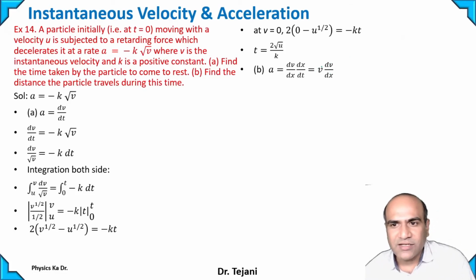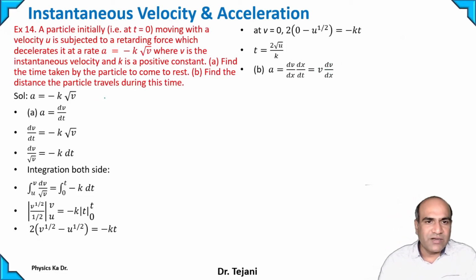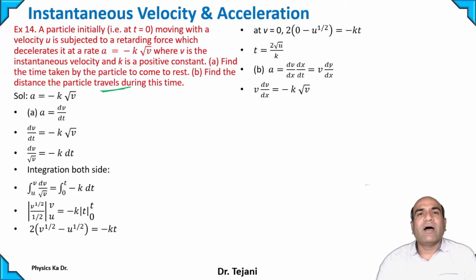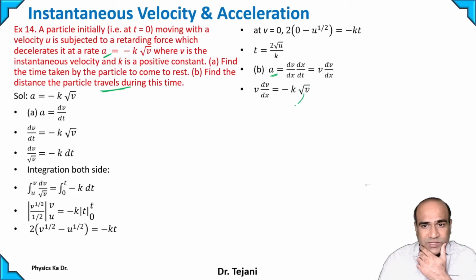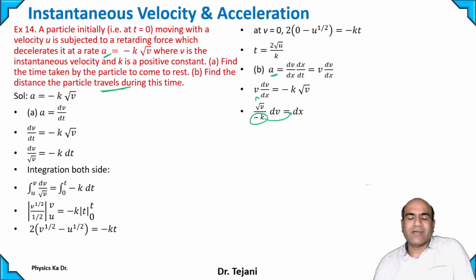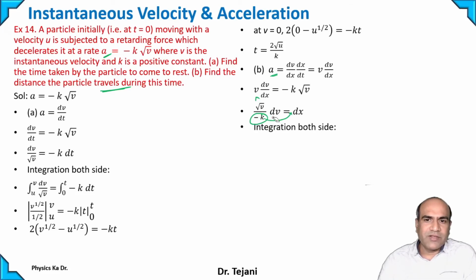So acceleration is equal to v dv by dx, because here we need distance, and therefore it should not be t; it should be x. So v multiplied by dv by dx is equal to acceleration, and the acceleration we have here is minus k under root v. If you put root v here, so what becomes? It becomes 1 by root v, or root v. You can keep this k on the opposite side also, no need to move this k. Then take integration on both sides.